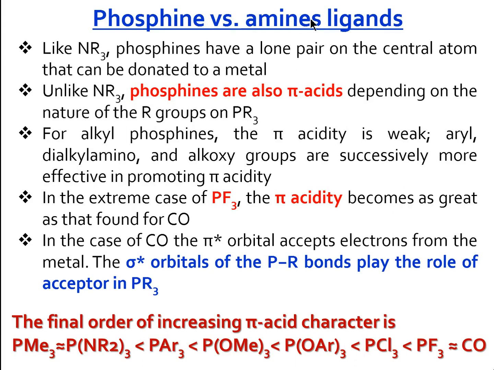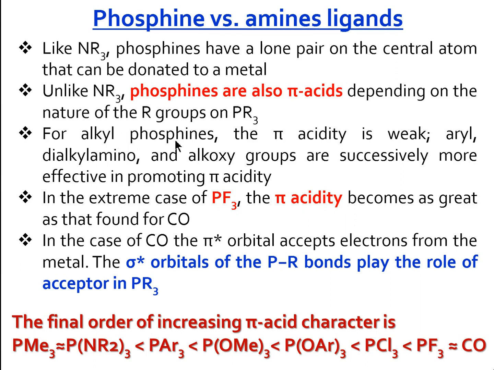Comparing phosphine and amine ligands. Like NR3, like amines, phosphines have a lone pair on the central atom that can be donated to a metal. But phosphines are more sigma donor than amines. And unlike amines, phosphines are also pi acceptors. Amines are not pi acceptors, but phosphine might be a pi acceptor, and this pi acceptance depends on the nature of the R groups around phosphine.